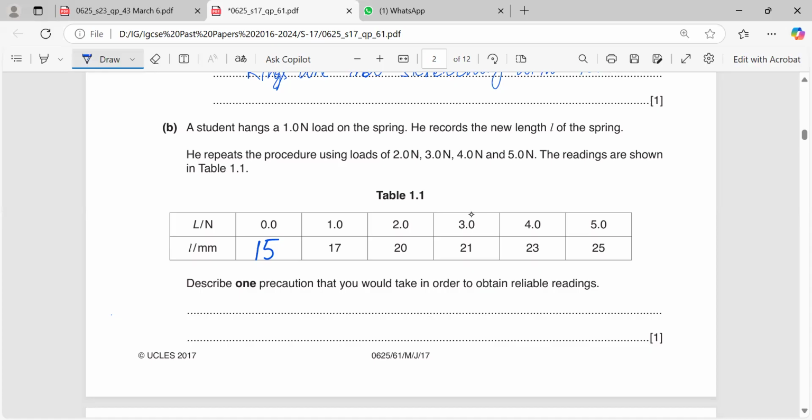Describe one precaution that you would take in order to make reliable readings. Here we are simply measuring the length ourselves. So view the scale perpendicularly. View the scale of the rule at 90 degrees. That is better to write. If anybody has any question at any moment, please feel free.